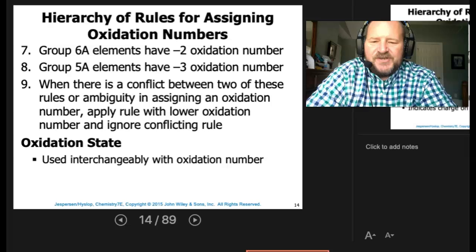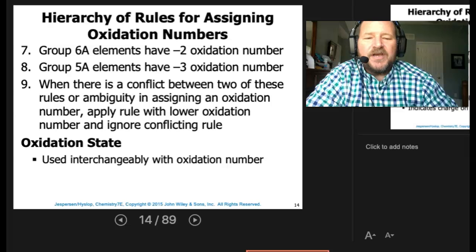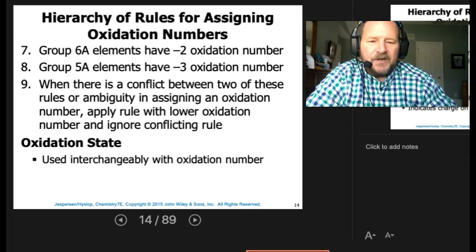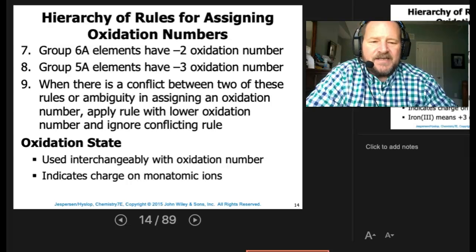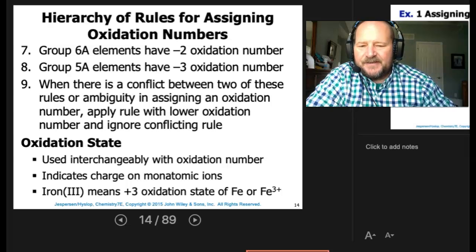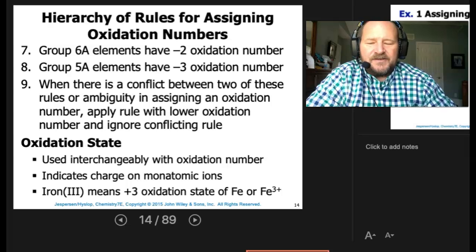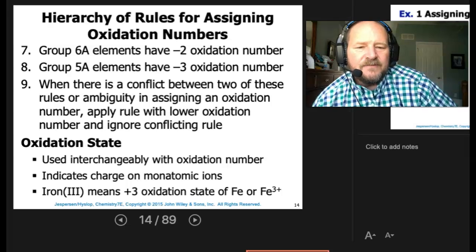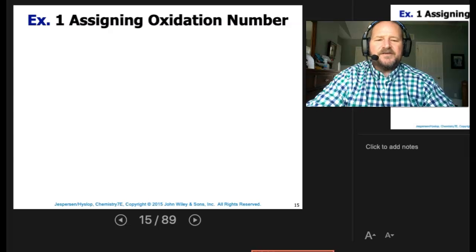The oxidation state is used interchangeably with oxidation number. So whether I say oxidation state or oxidation number, what we're looking for is the oxidation number. This is going to indicate the charge on monatomic ions. In other words, iron 3 would be an oxidation state. It means iron has a +3 oxidation number. Hopefully that made sense. So it's interchangeable. Whether you say iron in its iron 3 oxidation state or oxidation number, it's interchangeable. All right, so how do we assign them then?